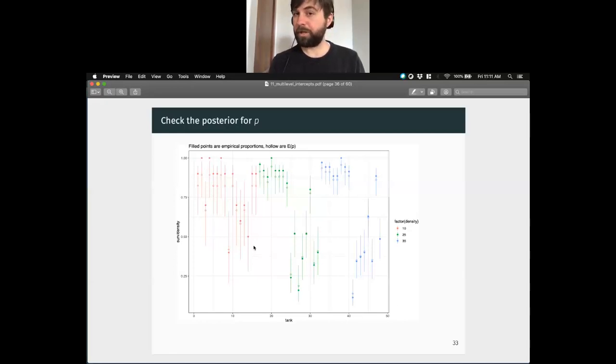So this is the no pooling model. So we're cool on what the prior is doing here, that it's regularizing the estimate, it's shrinking the estimate toward the prior, and it does that less when we have more information.